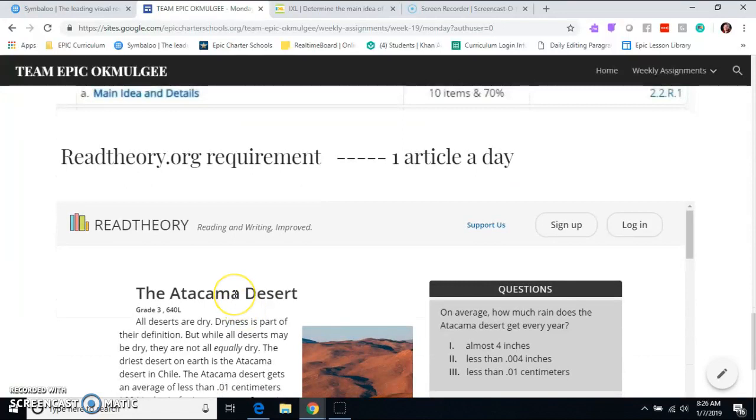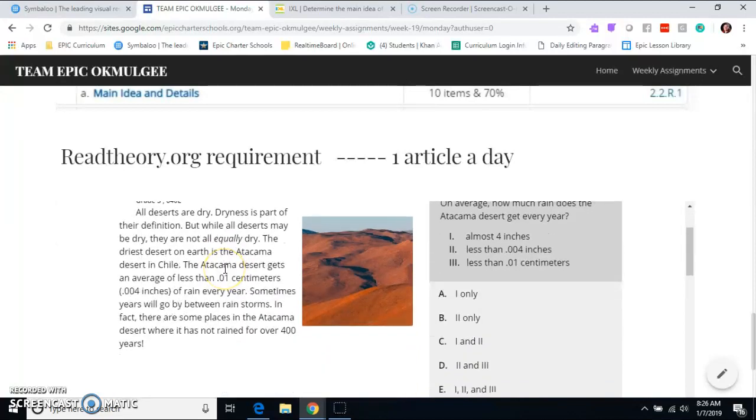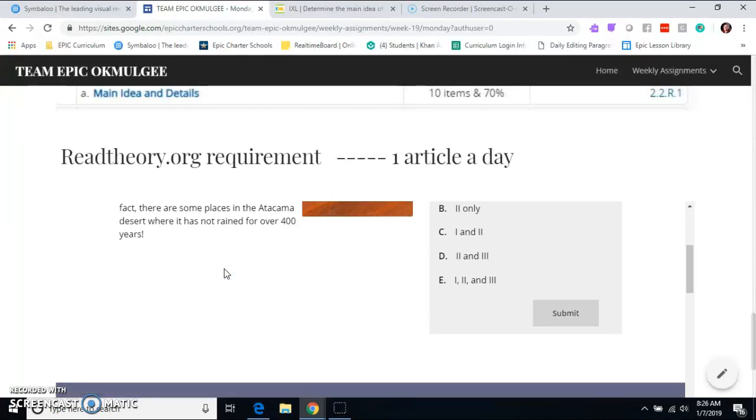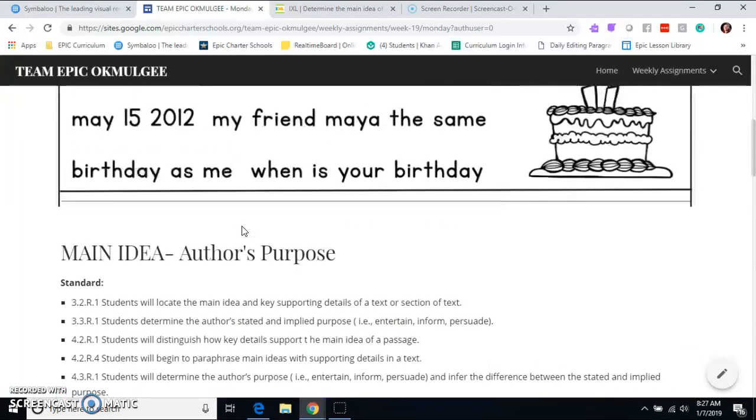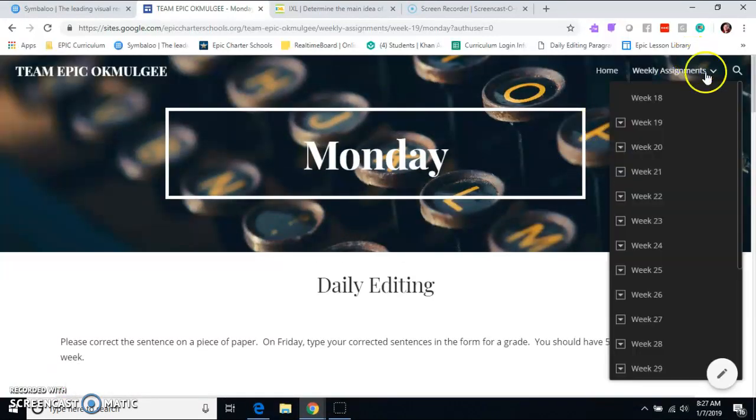Then you will click here and you will go to Read Theory. You are required to read 1 article a day in Read Theory and answer 5 questions. If you do not have a Read Theory account, you need to let your teacher know because we will set you up an account. Okay? And then that's all for today, for Monday. So that looks pretty simple.